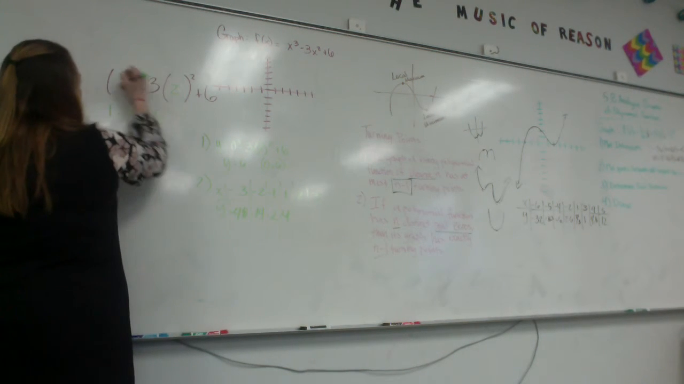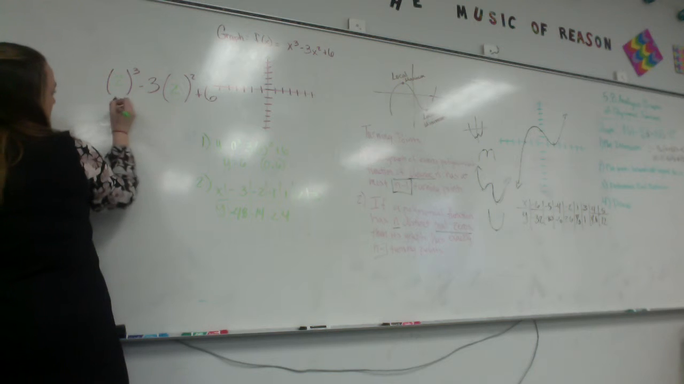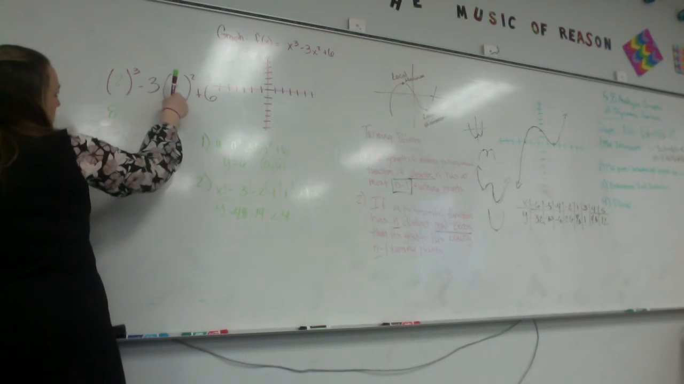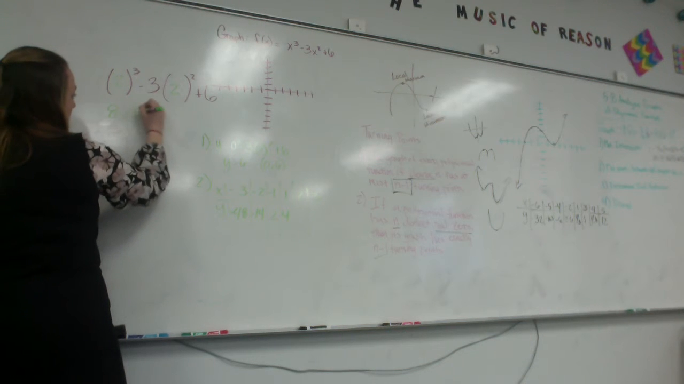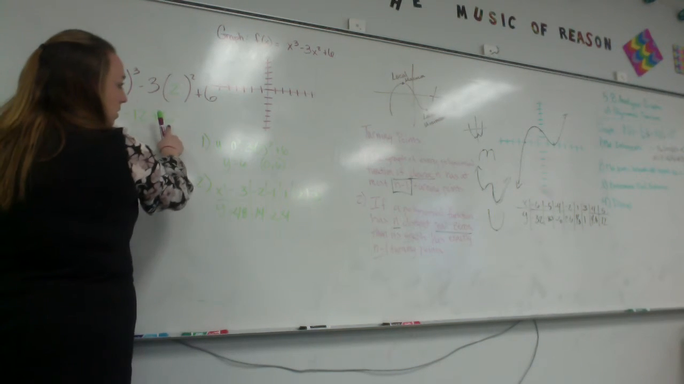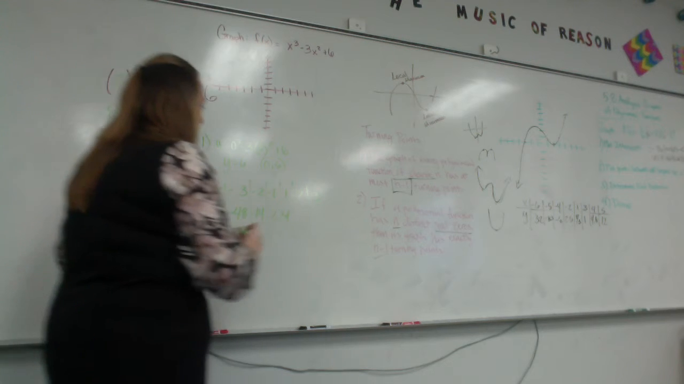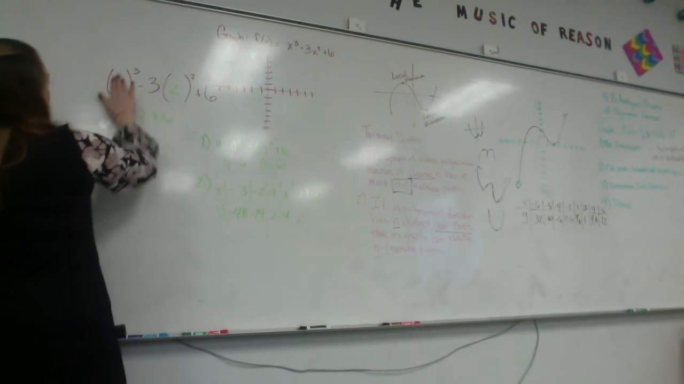What's 2 cubed? 8. What's 2 squared? 4. 4 times negative 3? Negative 12. And 6. What's 6 plus 8? 14. Minus 12? 2. And 3.